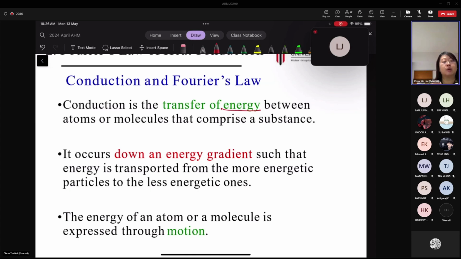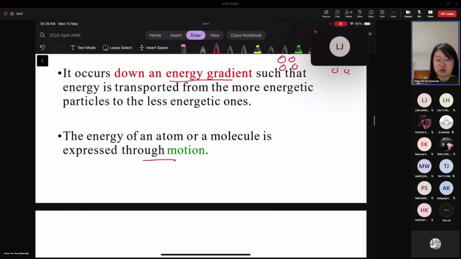So it will be motion of the atoms or molecules for gas or liquid, and in the case of metal, it's more due to the motion of the electrons. It usually occurs down the temperature gradient, such that the heat, the energy from the more energetic particle, is transferred to the less energetic particle. I have mentioned this.